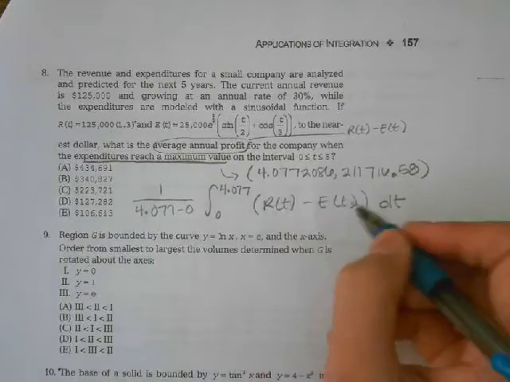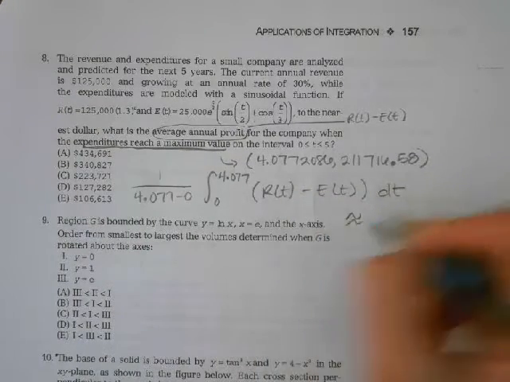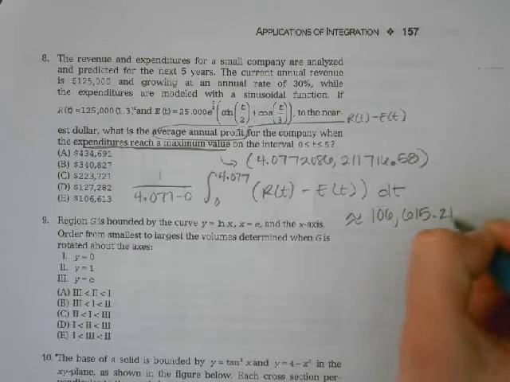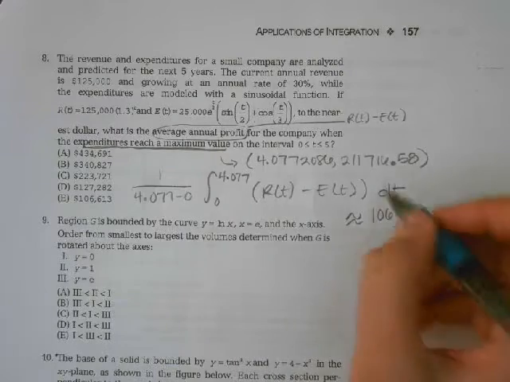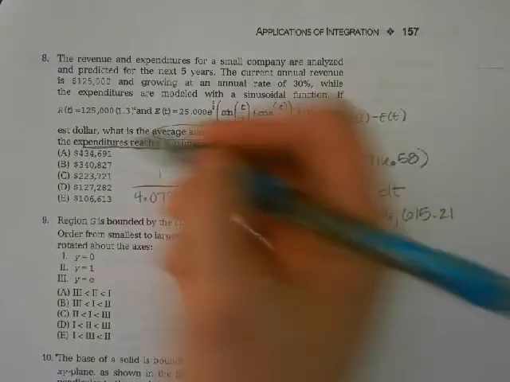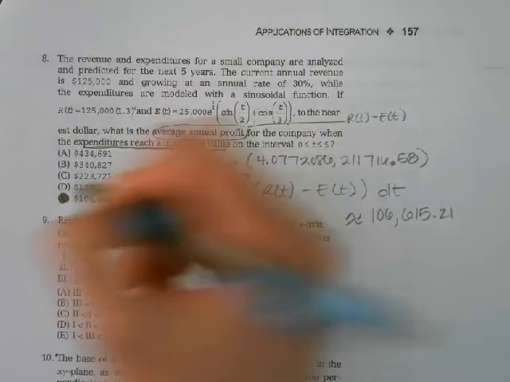So once I knew that this is how you do it, I was like, oh, that's not too bad. Plug that in, and you do get 106,615.21. And if we had rounded, I guess they said round to the nearest dollar. If we'd rounded the way they did, we would have gotten this one. But the answers are far enough apart, you can easily tell which one is supposed to be yours.